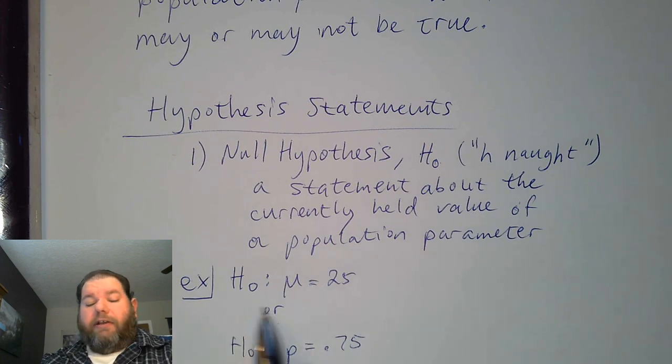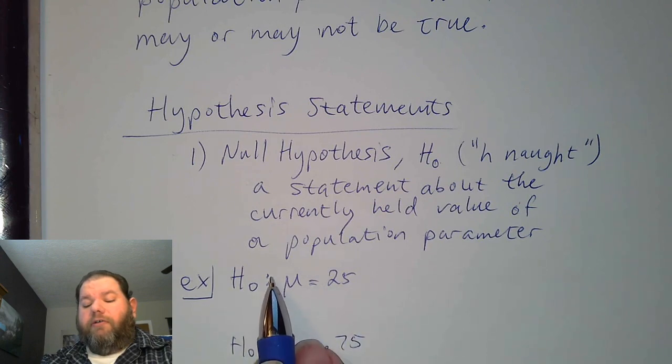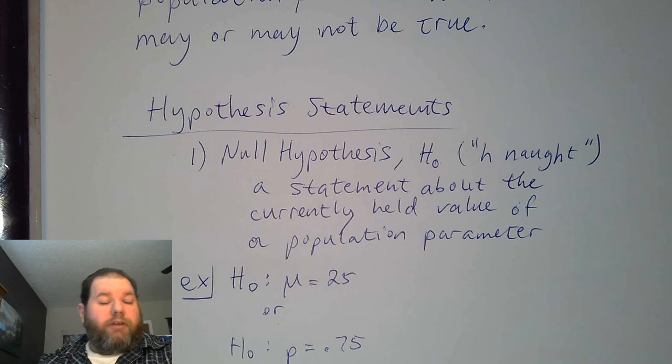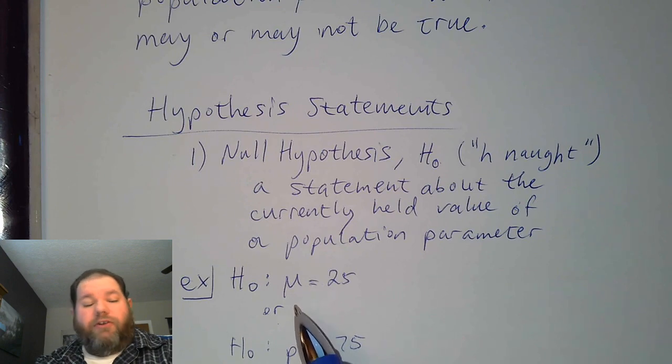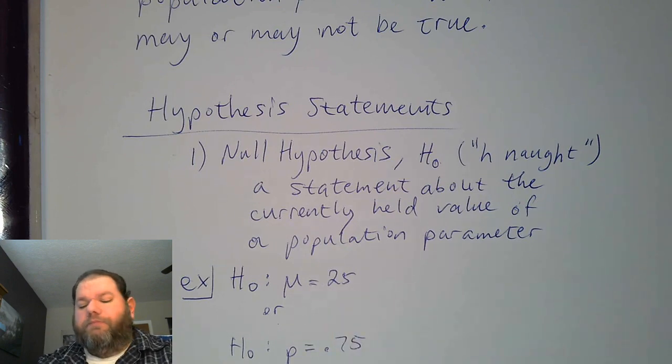So this is exactly how we write it. We say H naught colon and then mu is equal to, or P is equal to, or sigma is equal to whichever parameter we're testing. As I said, we're focusing on the mean, so we'll use mu equals 25 or whatever the value is. So that's our null hypothesis.